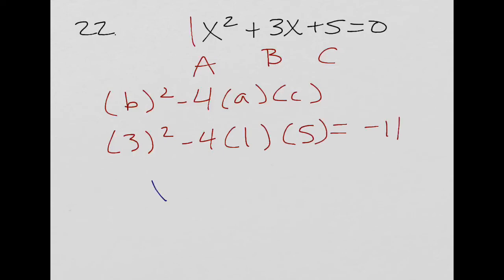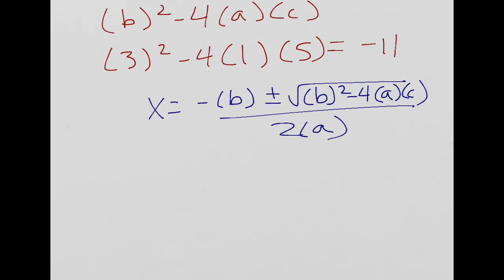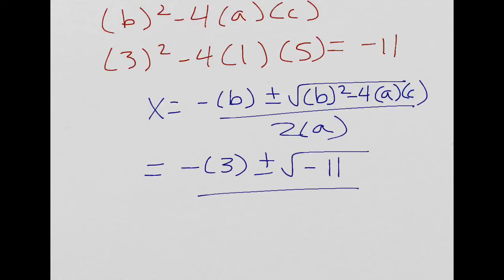Then you're going to do the whole formula, which is negative b plus or minus the square root of b squared minus 4ac, all over 2a. That'll be on the board. So it'll be negative b, which was 3, plus or minus, we already did that part, it's negative 11, over 2a.